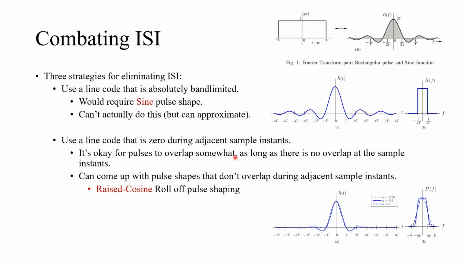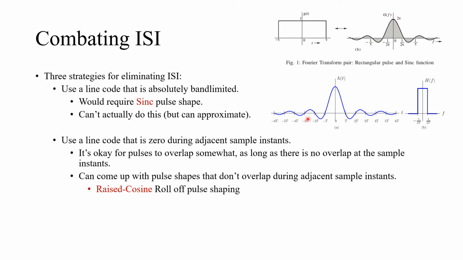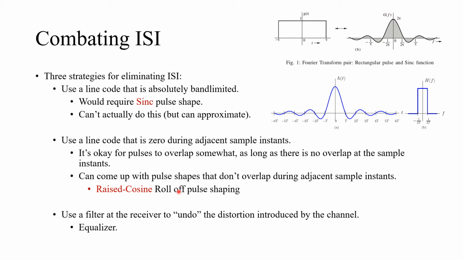So the suggestion was to use a raised cosine pulse instead of the sinc pulse, and the third solution was to use an equalizer at the receiver end. We are not discussing that. These first two we will see in detail.